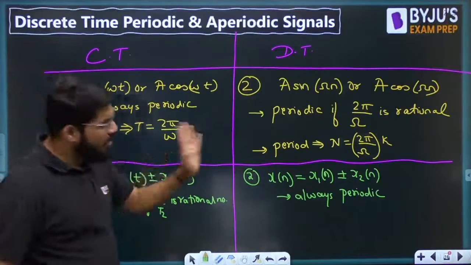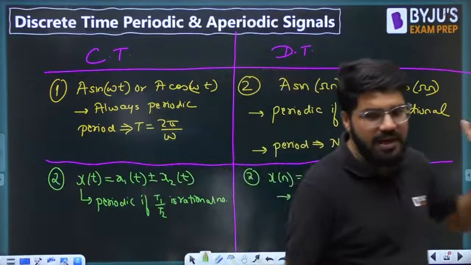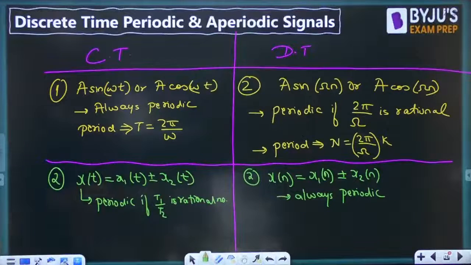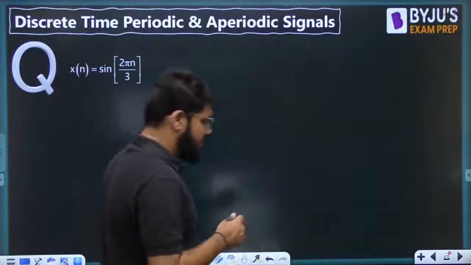So we have already briefed the detailed theory in the previous slide, even in yesterday's class. But this is the comparison between the results of CT and DT signals. What is next? Okay, sir. Simple question. Here it is.